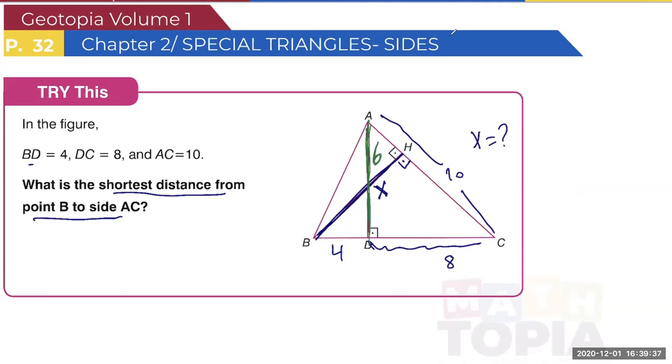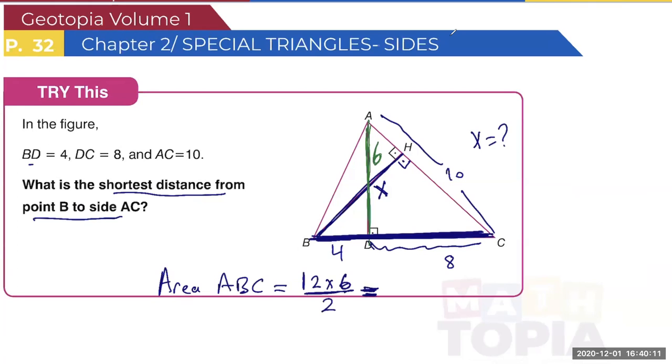So once we get this 6, then what's next? What idea can we use? The area. How do we use the area idea? We can represent the area of this triangle in two ways. The first, the base times the height, which is 4 plus 8 is 12, the base, and the height is 6, so 12 times 6 over 2. That's one way to represent it, the whole area of ABC.